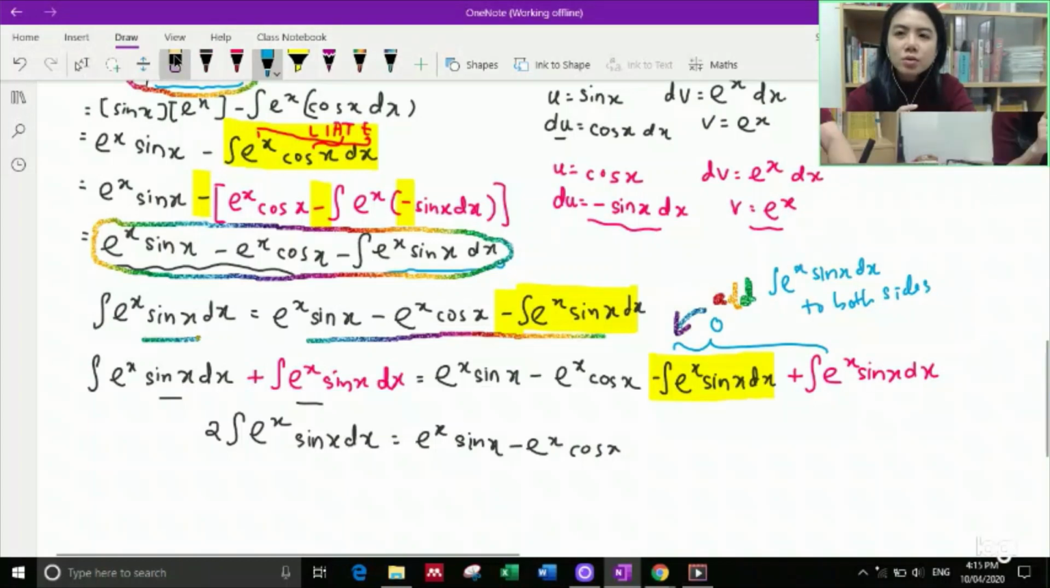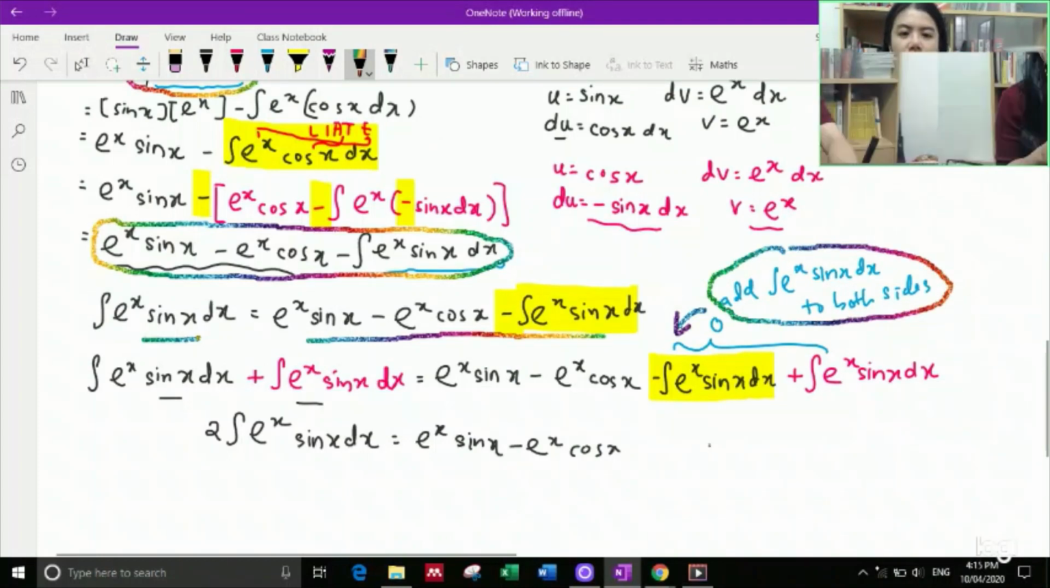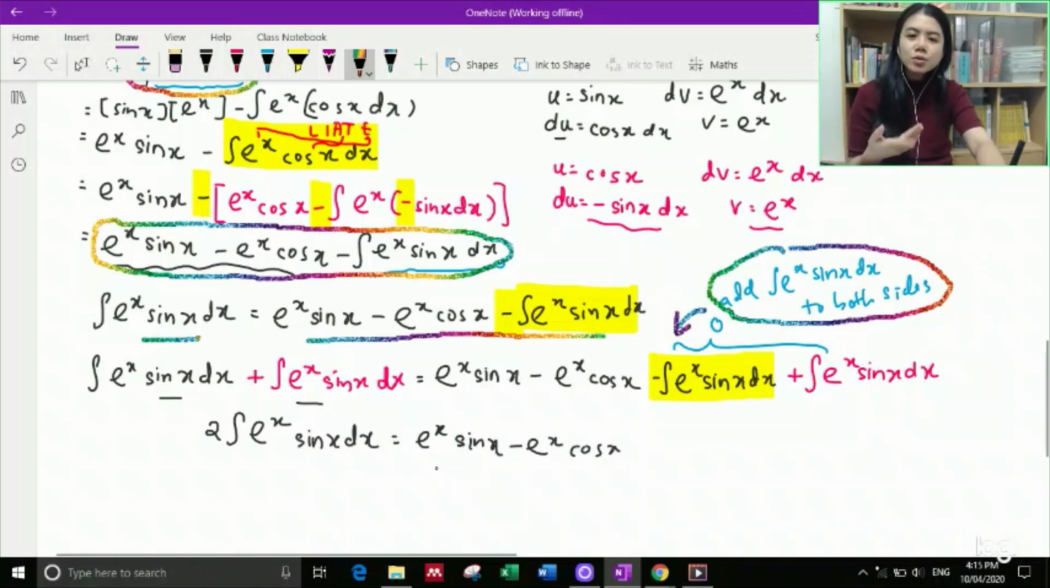Okay, so let me use another color. So it's to both sides, to this line. Okay, so now, back to this line.